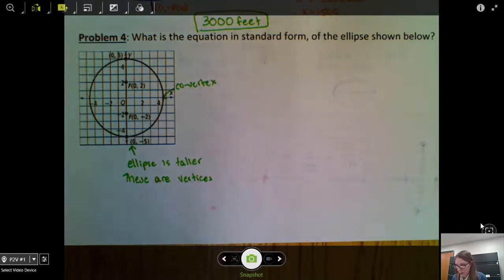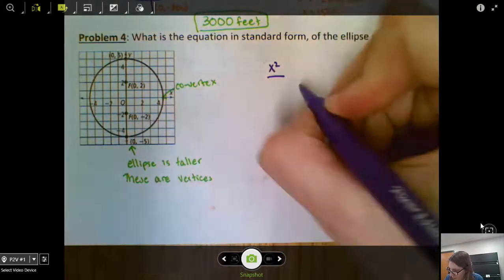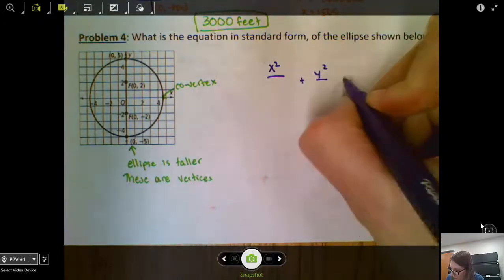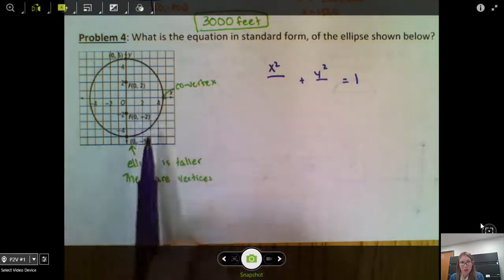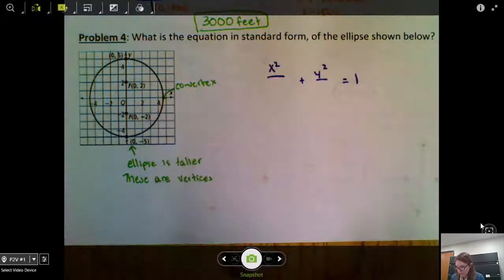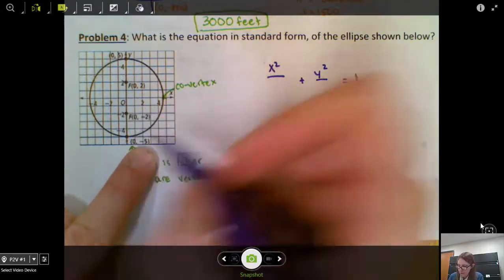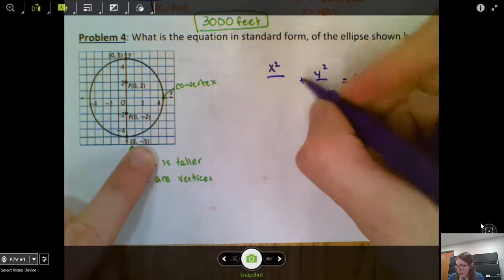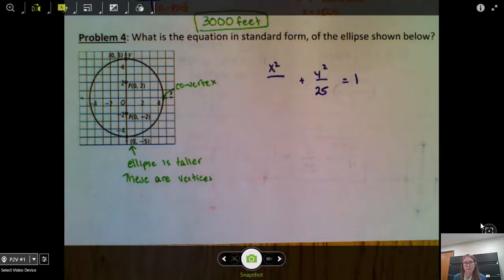Okay, well let's start off with what we know. We know equations of ellipses in standard form would be x squared over something plus y squared over something equals 1. We also know now that our ellipse is taller because this major axis that contains our foci is vertical. So these values, the 5 and the -5, have to be related to our y squared here. So y squared over 25 is part of our equation.